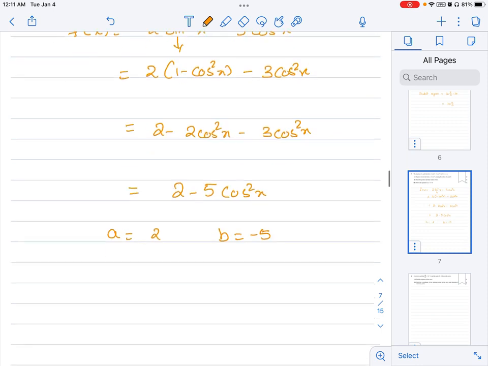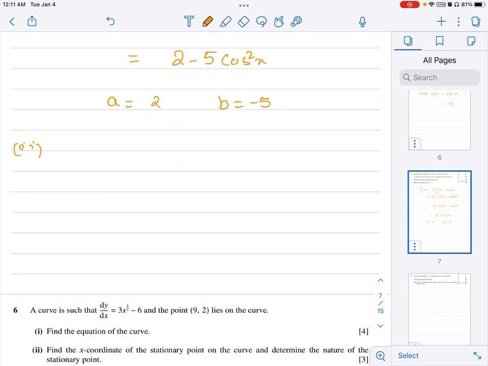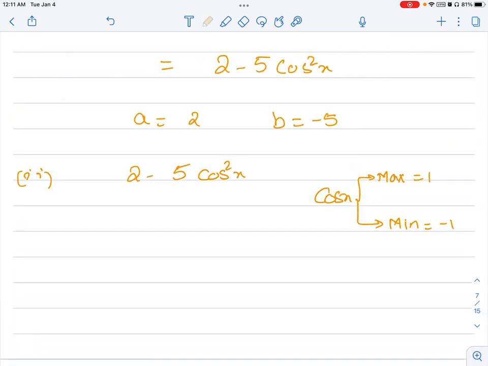State the greatest and least values of f of x. So I got 2 minus 5 cos square x. We know that the maximum value of cos x is plus 1 and the minimum value is minus 1. But this is cos square x. So when I square it, the minimum value will be 0, right? The maximum value of cos square x is going to be 1, and the minimum value is going to be 0 square, which is 0.